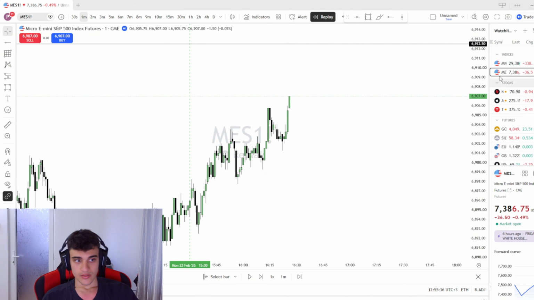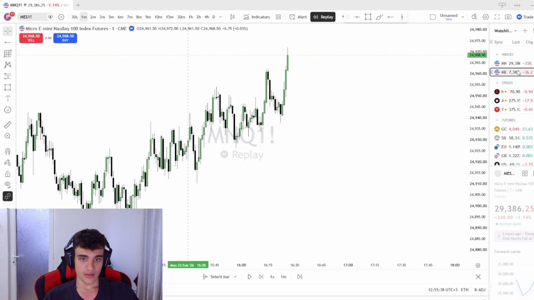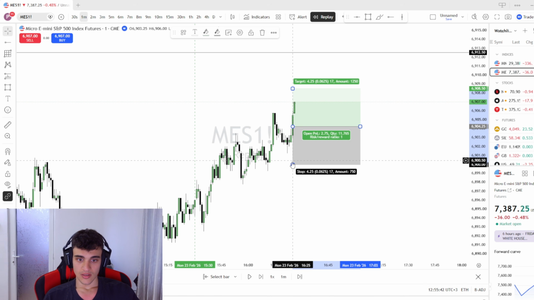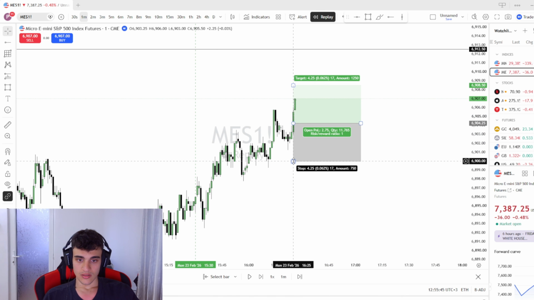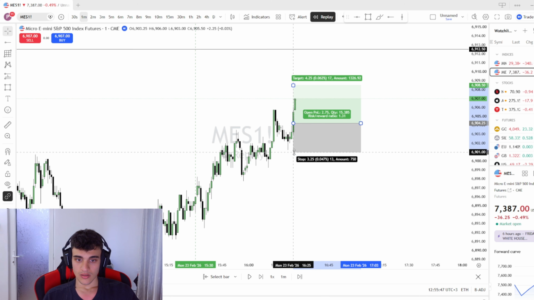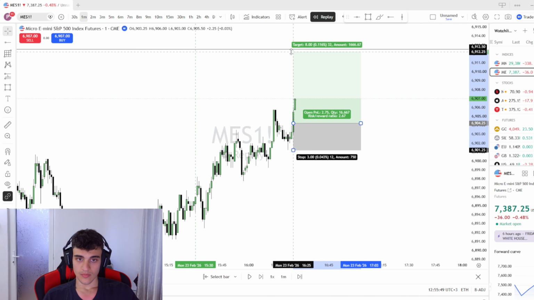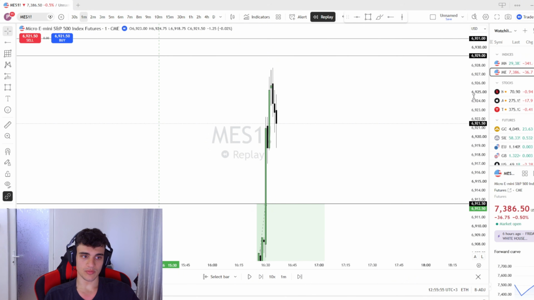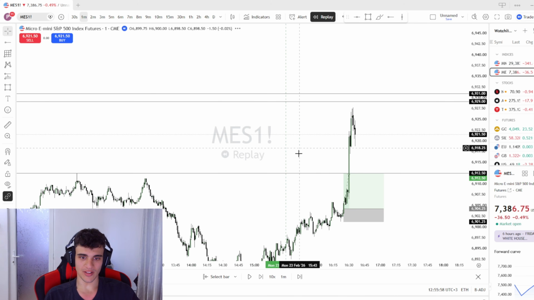Okay, so we broke structure right here, actually in both indices. So what I would want to see would be longs up to this high. So let's see if this should print. Okay, so it printed very, very well.